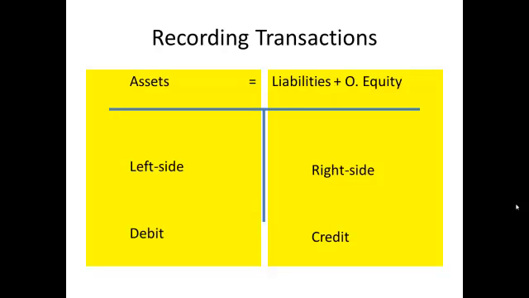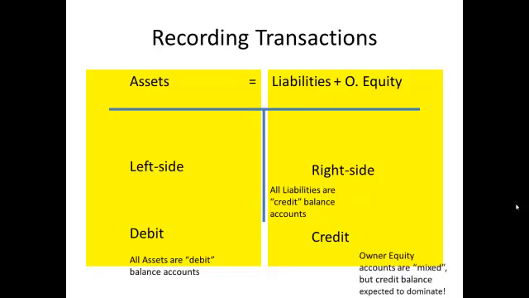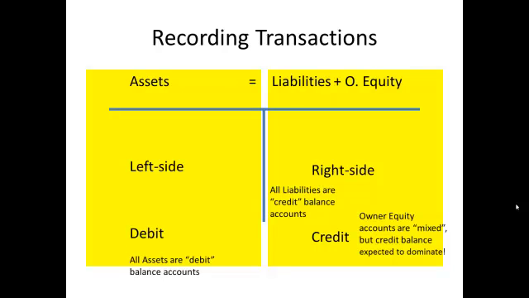So assets would increase on the left side of an account. Its normal balance would be debits. All asset accounts are known as debit balance accounts. All liability accounts on the right-hand side of the equation increase on the right-hand side and are known as credit balance accounts. Owner's equity is a mixed situation. Some accounts increase on the credit side. Expenses and drawings increase on the debit left side. We would expect the credit balance to dominate in owner equity. A credit balance in the owner equity accounts taken as a whole indicate that the owner has a positive claim against assets on the other side of the equation.